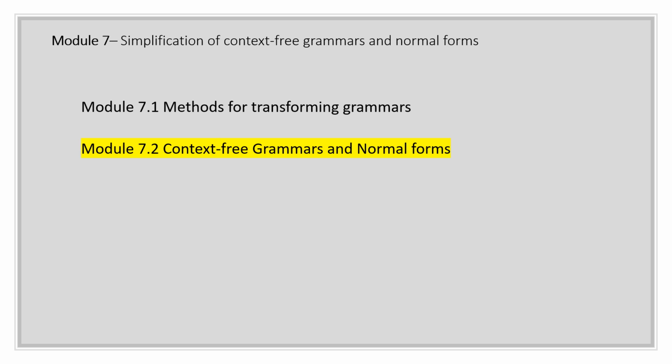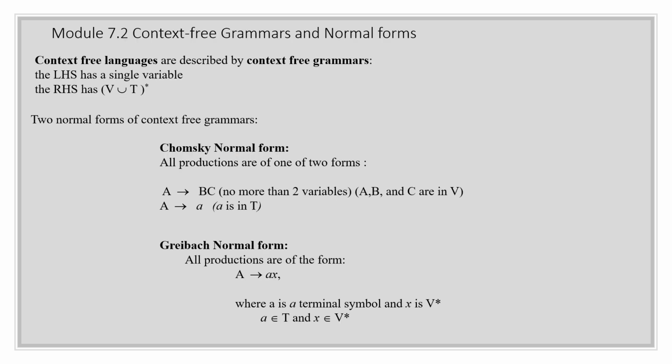In this video, we're going to talk about two important normal forms of context-free grammar. So just remember, context-free grammars, the left-hand side has a single variable and the right-hand side has no restrictions. But there are two normal forms, and these are important normal forms, so we're going to learn about these and how to convert a context-free grammar into one of these two normal forms.